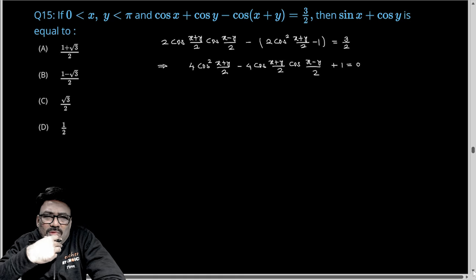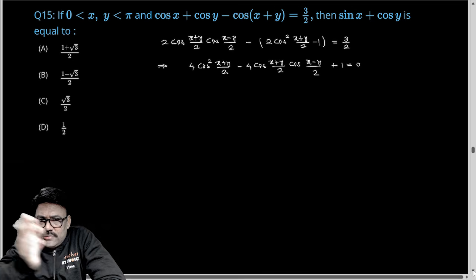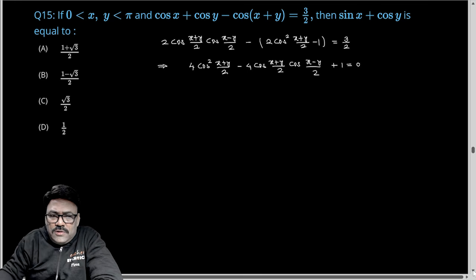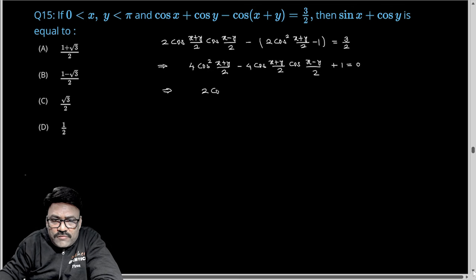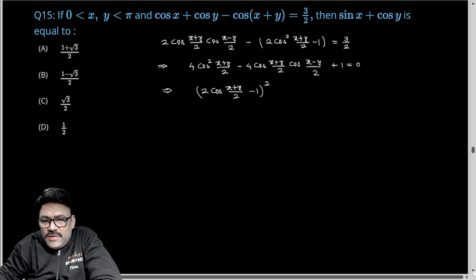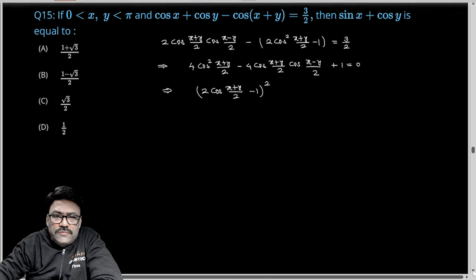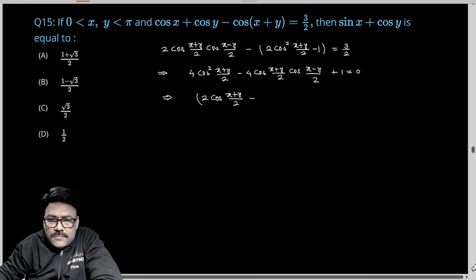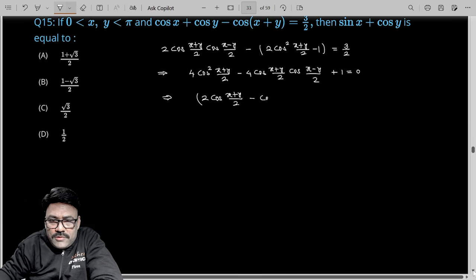Is it right? 4 cos square (x plus y by 2). Then taken to the right. So minus 4 cos (x plus y by 2) cos (x minus y by 2). Correct? Then 3 and this plus 2. Yes, it is correct. Now if I form a perfect square here, I can write 2 cos (x plus y by 2) minus 1 whole square. Now if I expand this, 2 cos (x plus y by 2) minus 1, I will get 4 cos square (x plus y by 2) minus this. Not minus 1. Cos (x minus y by 2).